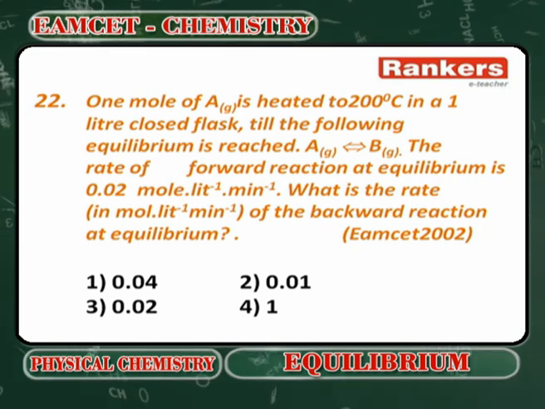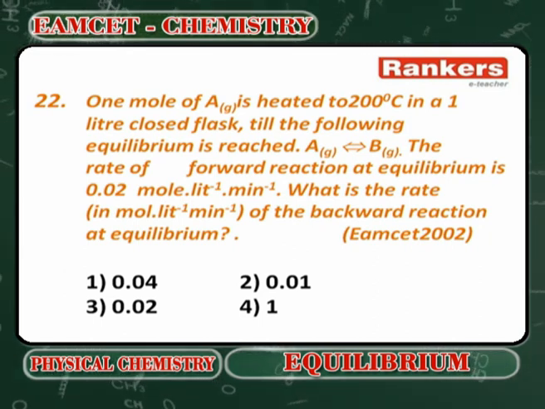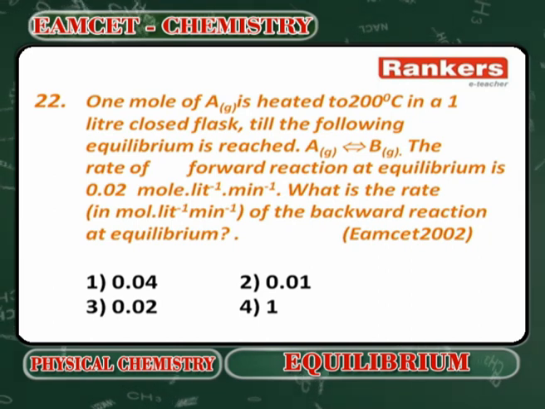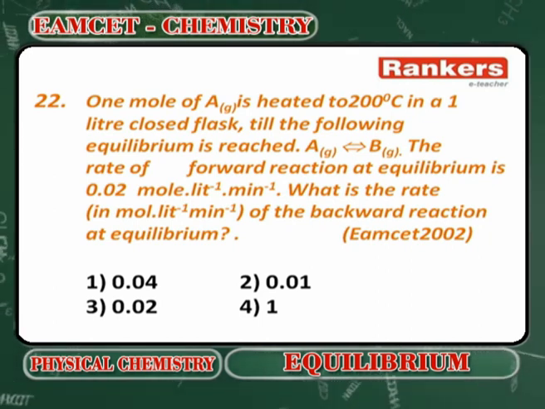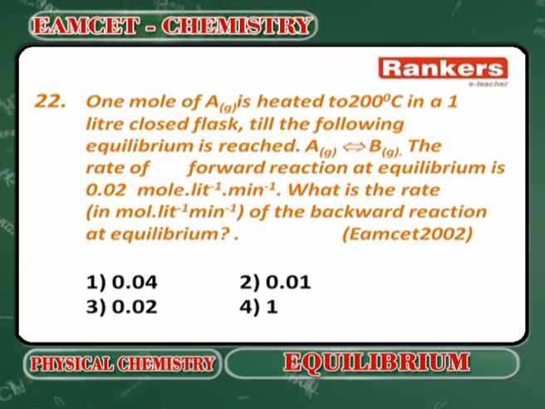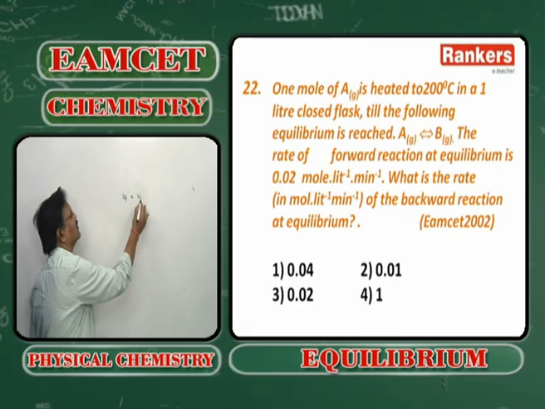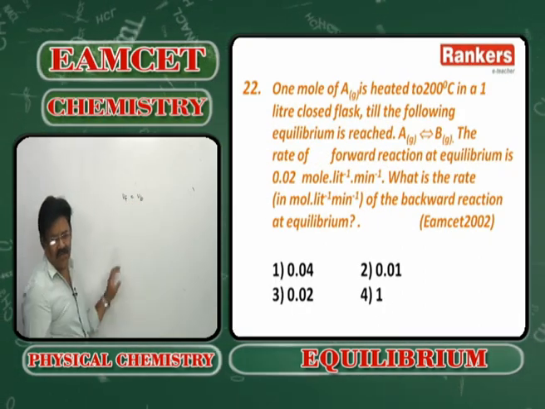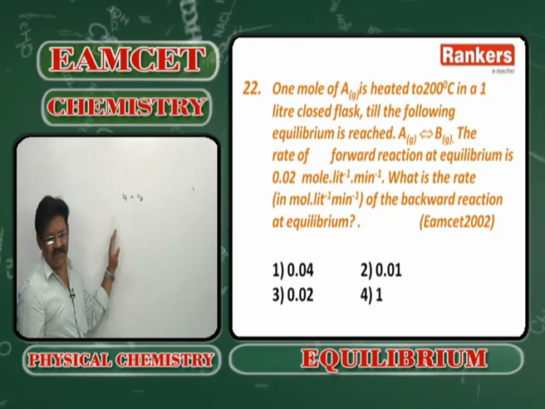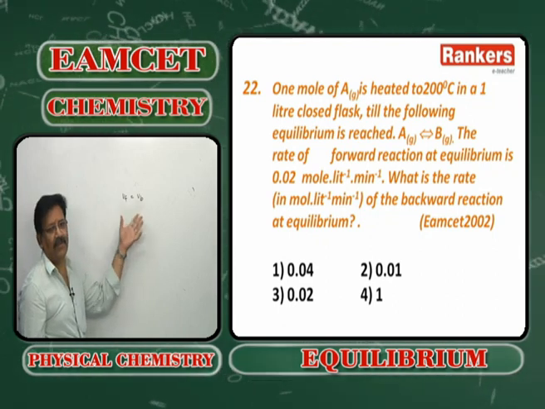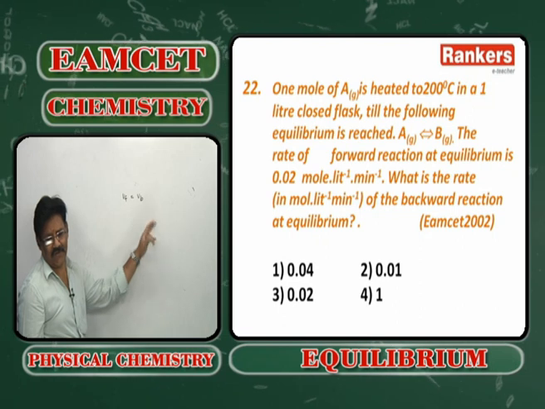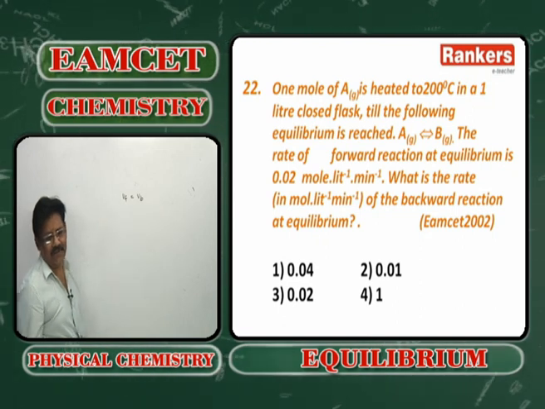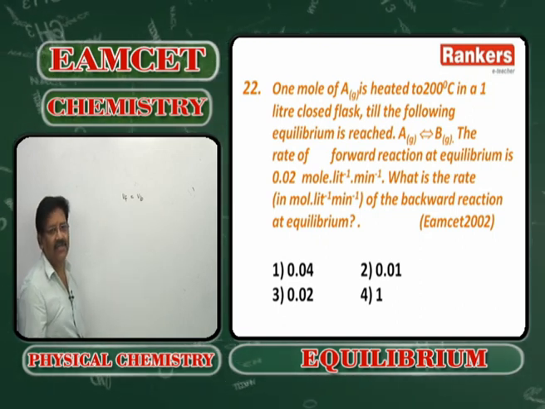one mole of A is heated till the following equilibrium is reached. See, this is nothing but the character of the equilibrium. What is the character of the equilibrium? Velocity of the forward reaction is equal to velocity of the backward reaction. At equilibrium, velocity of the forward reaction is equal to velocity of the backward reaction. Option 3 is the answer.